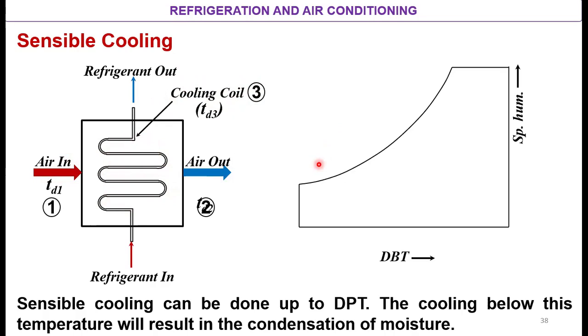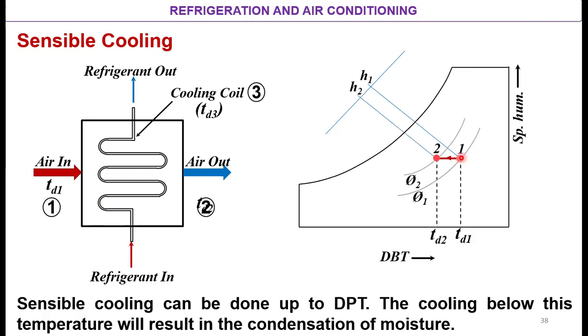So let us show this process on the chart as well. So this is your point 1. The way in which it was shown for the sensible heating process, similarly, point 1 will also be plotted here. And point 2 will be known to you. It means up to what temperature I should cool the air. So we can show point number 2 this way.